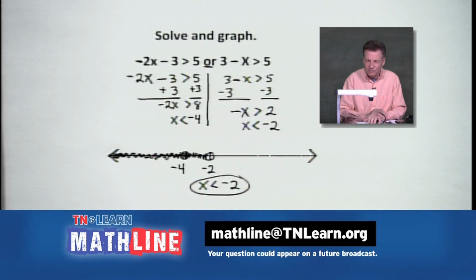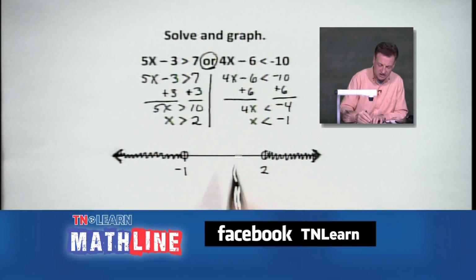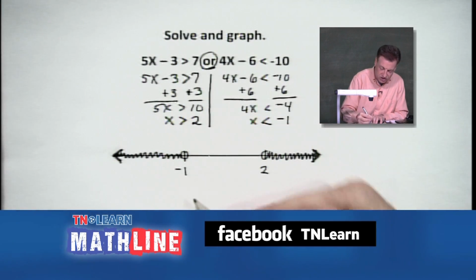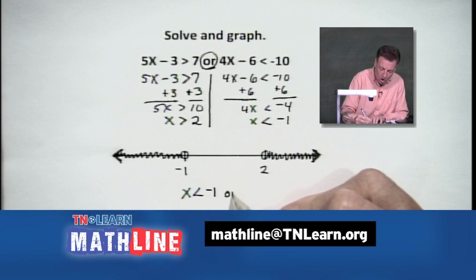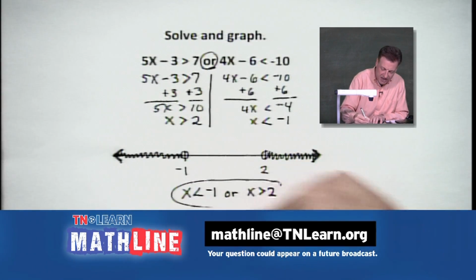Now, you say, Ernie, we didn't see that the last time. No. In fact, on the last one, guys, let me shift away from me just a second. Let's go back to this one. What was the situation here? I'm going to be a little more elaborate. What would be our final solution here? It would be x less than negative 1 or x greater than 2. And that's the best we can do.